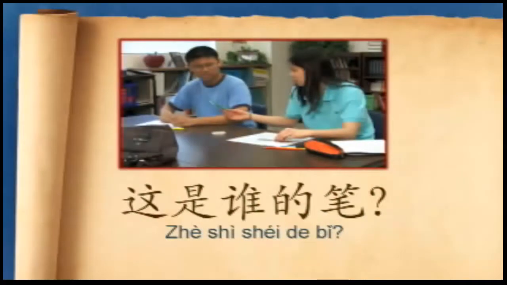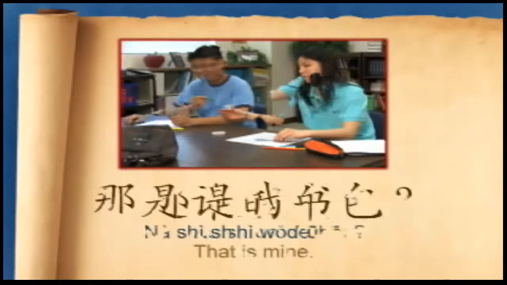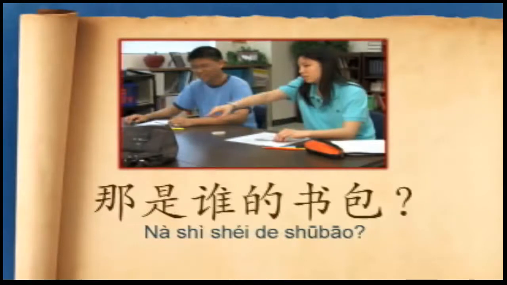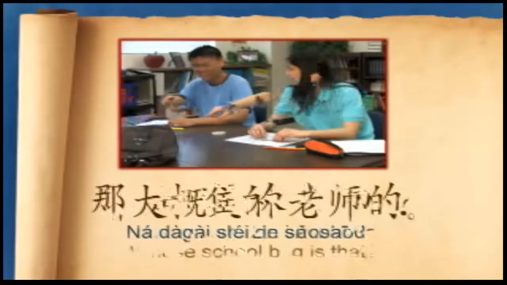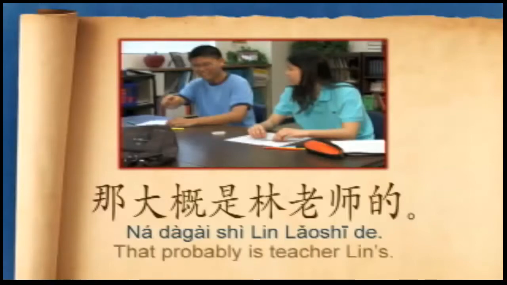After reviewing our previous lesson, we watched and listened to the new dialogue between 2 students. You listened for the word 谁的, meaning whose. The students in the dialogue identified some school objects and who owned them. The sentences we studied in the dialogue were 这是谁的笔? Whose pen is this? 那是我的. That is mine. 那是谁的书包? Whose school bag is that? And 那大概是林老师的. That probably is Teacher Lin's.